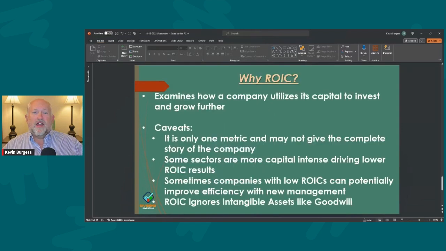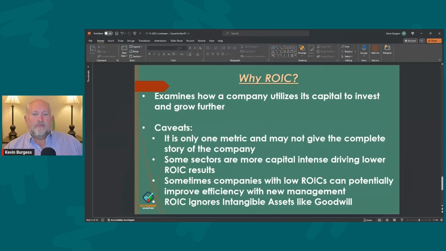But then the question is, why? Why does it matter? Return on invested capital examines how a company utilizes its capital to invest and grow further in the future. But there are some caveats. One of those caveats is it is only one metric, and it may not give you a complete story of the company. Also, there are some sectors like utilities and REITs that are capital intensive. They have a lot of capital on their books, and therefore they tend to have lower results when it comes to return on invested capital.